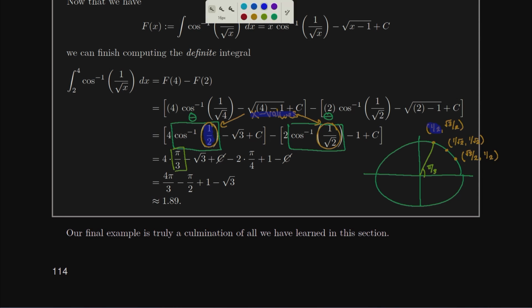In the second case, I'm looking for an x value of 1 over root 2. There's my x value of 1 over root 2. What is my angle measurement? Well, my angle measurement here happens to be pi over 4. So that's why I've replaced that cosine inverse with a pi over 4.